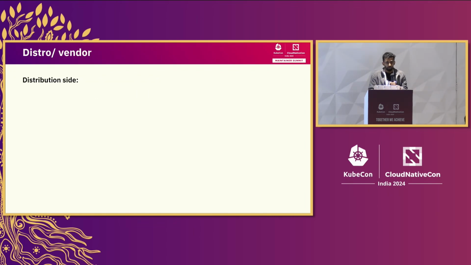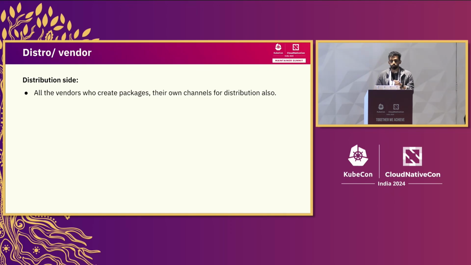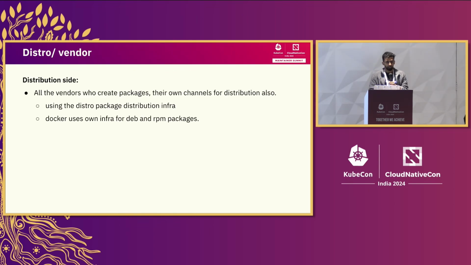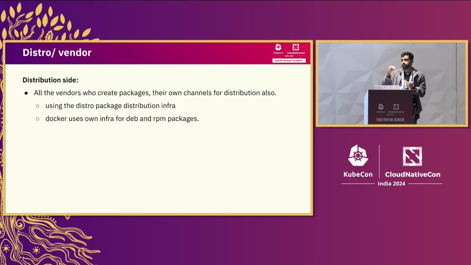Now going into the distribution side of a distro or vendor. All the vendors who create the packages also have their own channel for distribution. And these distribution channels have their own infra, and maintaining this infra is not an easy task. Earlier I mentioned Docker giving their own packages of runc and containerd. For this, Docker actually uses their own infra to release the deb and RPM packages, specifically because they want to cater to their requirements.